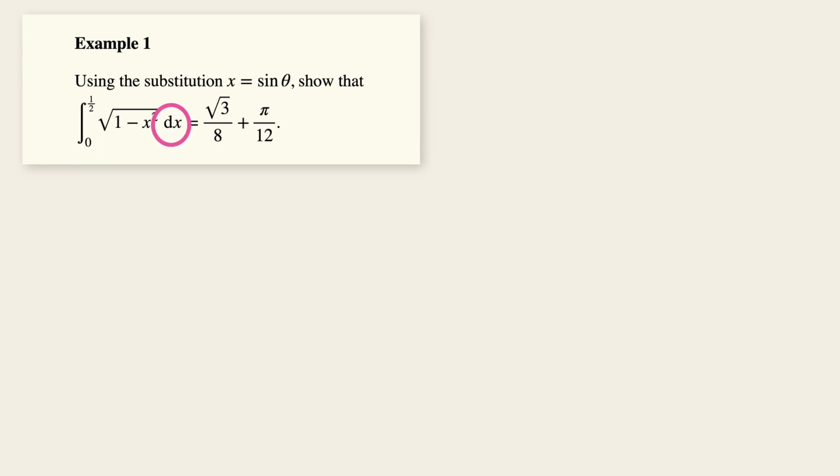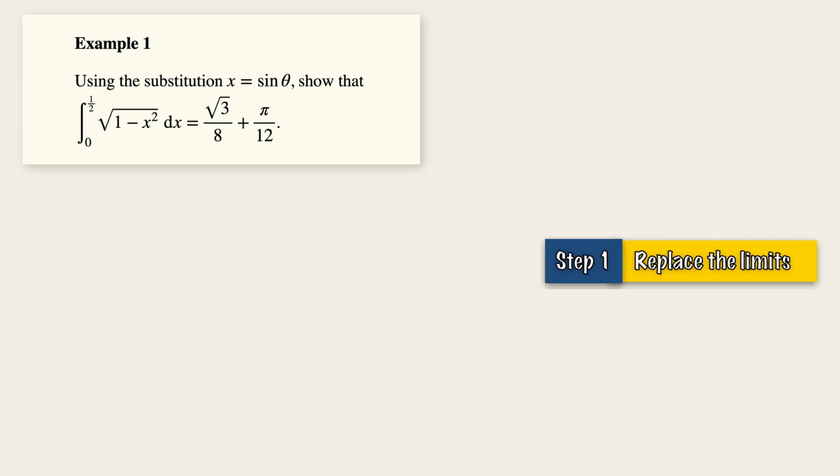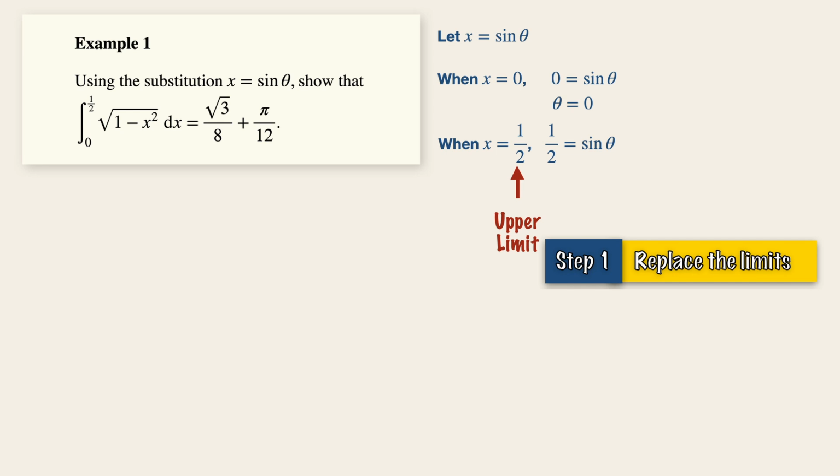Now the very first step you can do in this question is to replace the limits with the values of theta. So in this case, when x equals 0, 0 equals sine theta and theta equals 0. Similarly, for the upper limit, when x equals half, half equals sine theta, and if you have memorized your special angles, theta is thus pi over 6. Always leave your answer in radians mode when you're integrating a trig function. As you can see over here, the limits are now replaced with 0 and pi over 6 respectively.